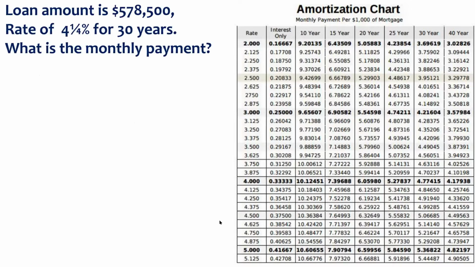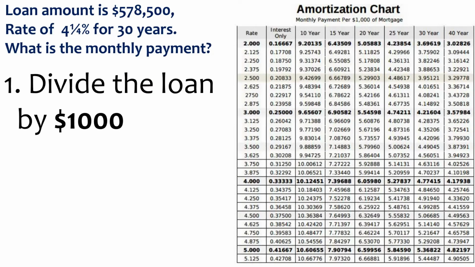So when I continue this conversation, if I'm borrowing that, the loan amount is $578,500. The rate is 4.25% for 30 years. What is the monthly payment? I give you a couple of seconds. You can pause here if you want to work it out yourself. And let's see whether our answers match.